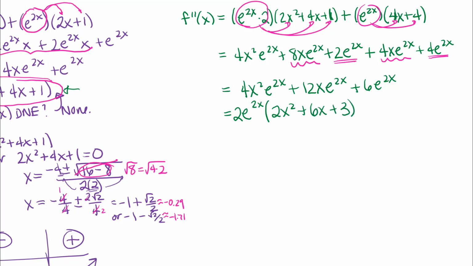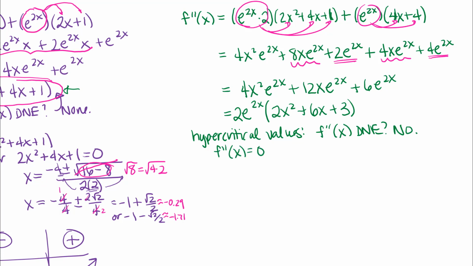All right, so there's my second derivative, and then I'm going to go ahead and find my hypercritical points, hypercritical values, where the second derivative does not exist or is equal to 0. So I don't have any places on this one where the second derivative does not exist. I do have some places where the second derivative is equal to 0 though, so we'll set the second derivative equal to 0 and solve for x.